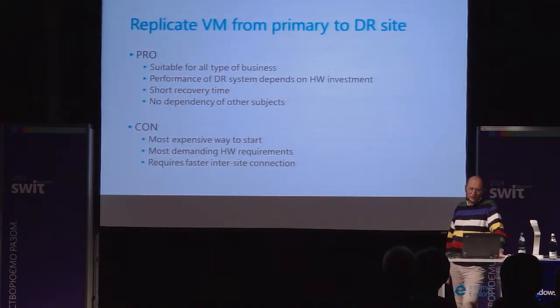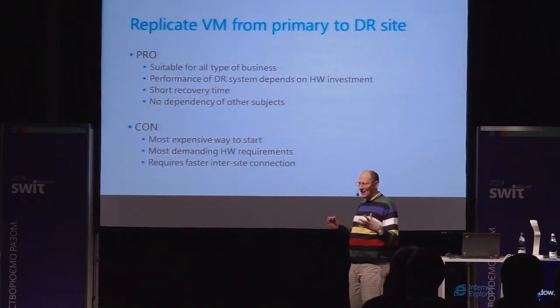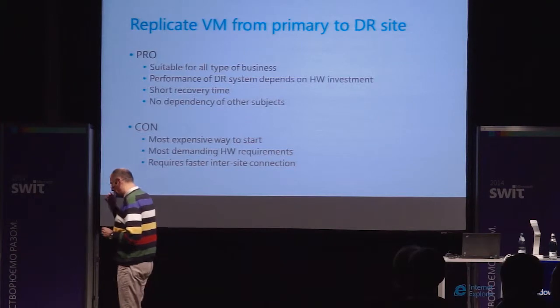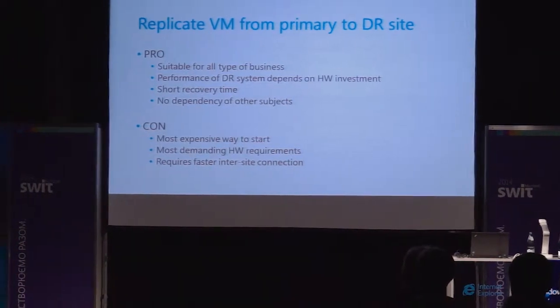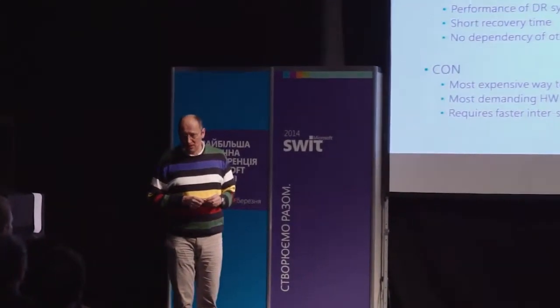Now, your cloud. Replicate virtual machines from primary to disaster recovery site. The best solution. You don't depend on any company, on any contract. Everything is in-house. Okay, I'm aware that this is the most expensive way to start building your disaster recovery solution. And of course, Hyper-V and the replicating virtual machines is not for all services.